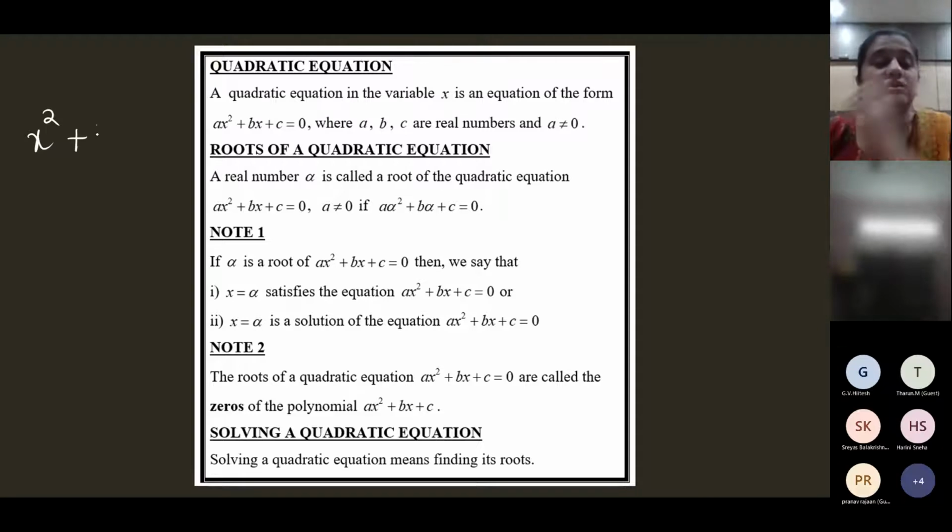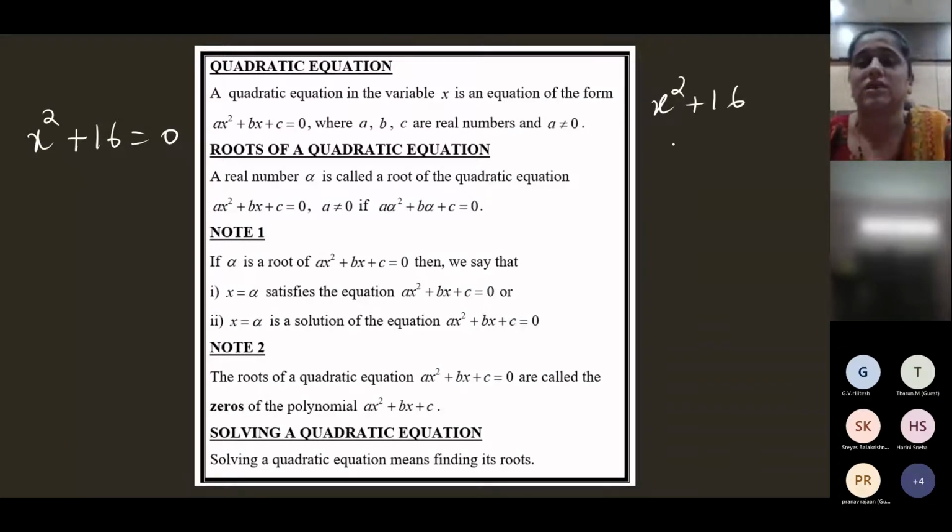For example, if you take this simple quadratic equation, x squared plus 16 is equal to 0, it is a quadratic equation in one variable x. The power of x is 2, so it's quadratic. And it's equated to 0, so it's a quadratic equation. X squared plus 16 is the quadratic polynomial, and it's equated to 0, so it's a quadratic equation.